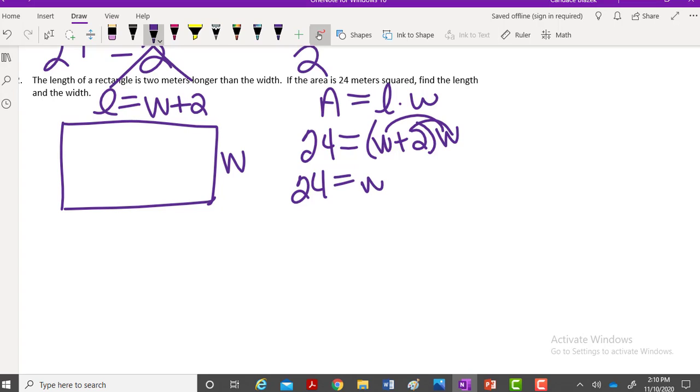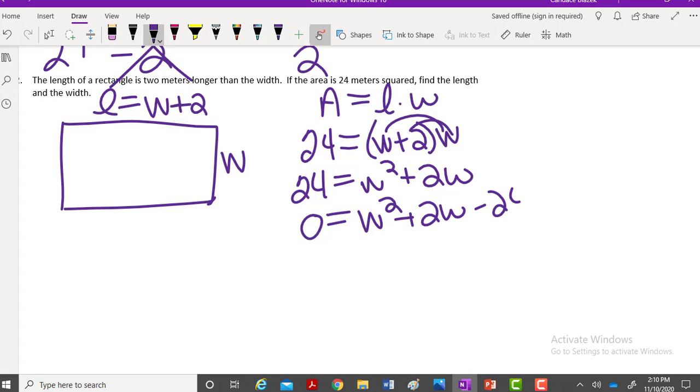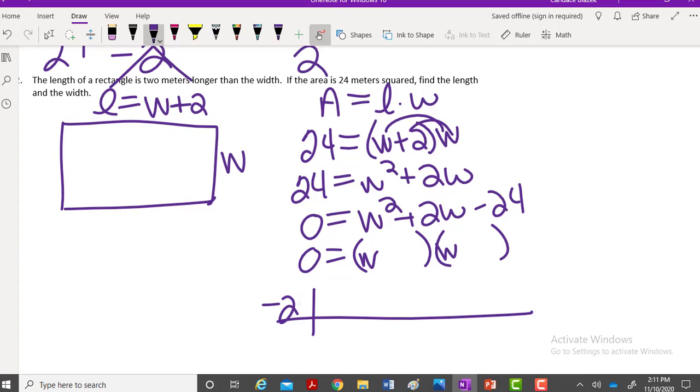So I have 24 is equal to W squared plus 2W. Oh, I see, it's quadratic. So I'm going to put everything to one side by subtracting the 24. And since this lead coefficient is a 1, I look for the factor pairs of negative 24 that add up to 2. I could go through them all, but I know that it is 6 and negative 4.